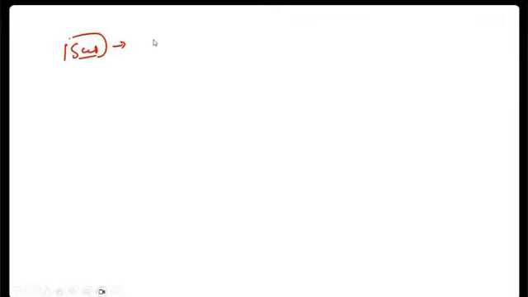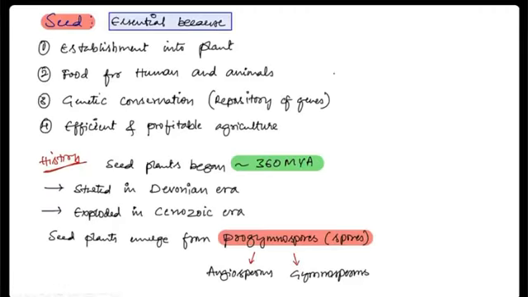This seed is essential for four main reasons. The first one is the establishment of the plants, food for humans and animals of course, the genetic conservation, and efficient and profitable agriculture. So that is why we give prominent importance to these seeds.